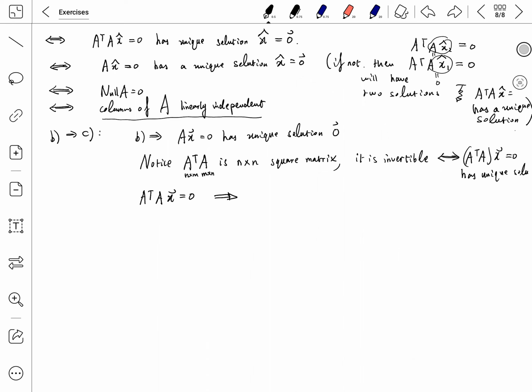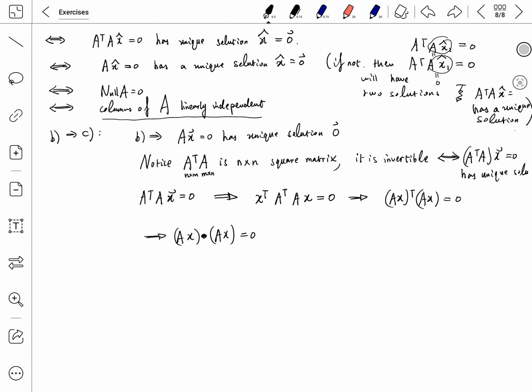But this is equivalent to, it's not equivalent, but it implies this is 0. This implies this is 0. This implies this is 0. This implies the length of X is 0, implies X is a 0 vector.